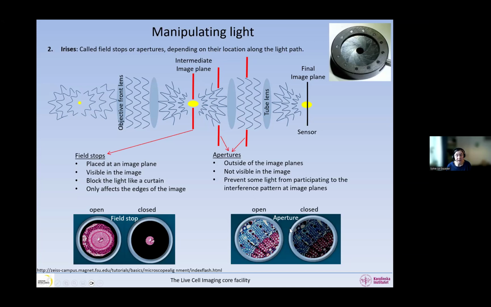everything, because we are preventing the light that is traveling here from participating in the final image, the whole image is affected. So we prevent some light from participating in the interference pattern at the image planes. So we are affecting everything in here, not just the edges, okay? So this is the way apertures work. When you close them, the image will become dimmer, and the quality of the image changes, whereas a field stop only closes like a curtain.